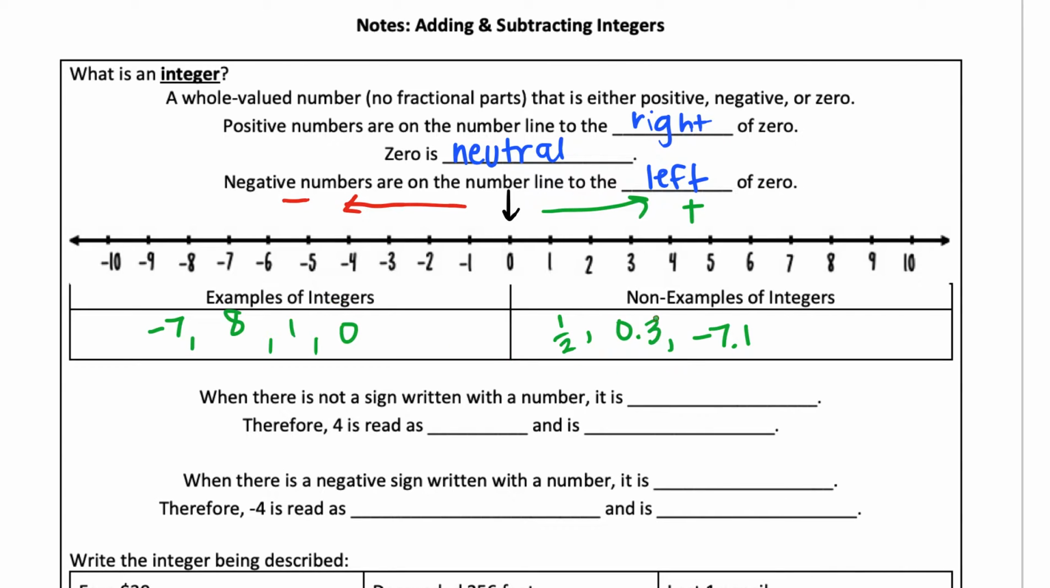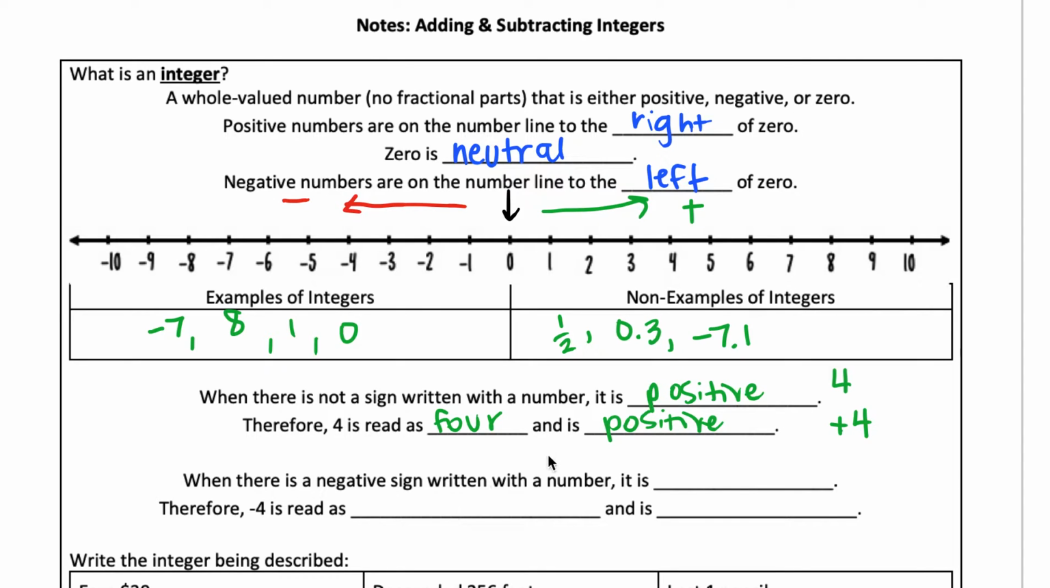When there is not a sign written with a number, we know that it will be positive. So for example, if we see this number, we just read it as the number 4, and we know that it's positive. So I'm showing you this because we never really see it as like +4, but there's always an implied positive symbol there when we just see a 4.